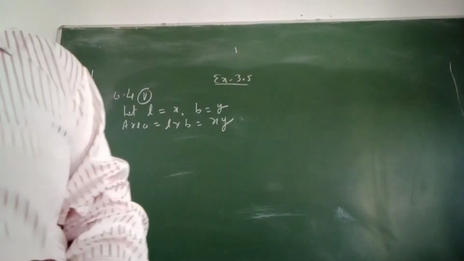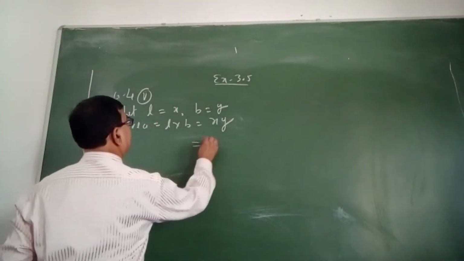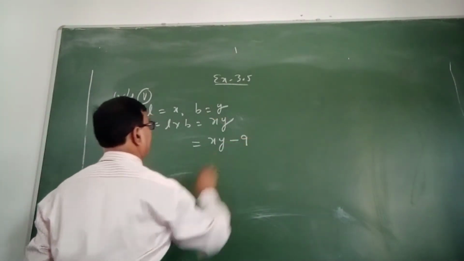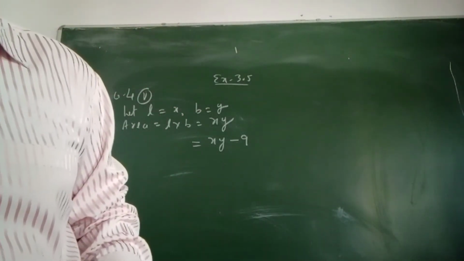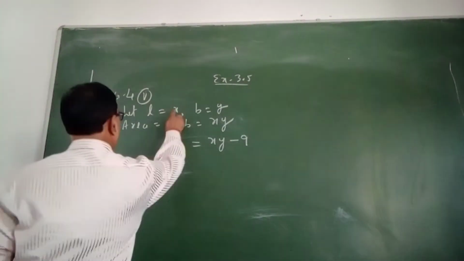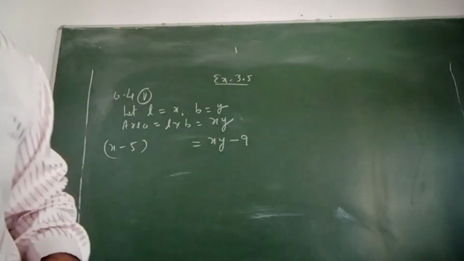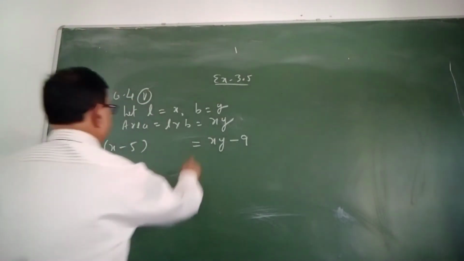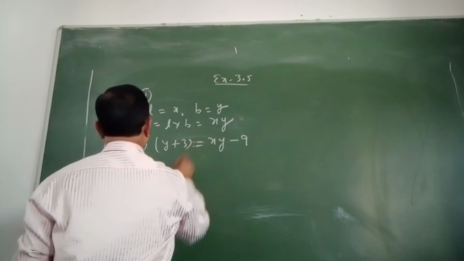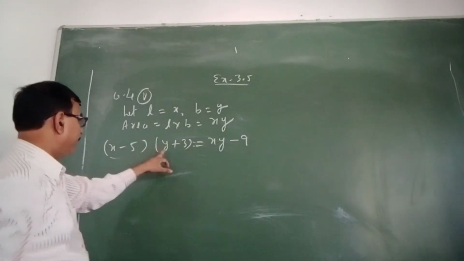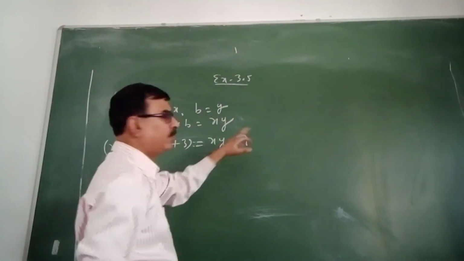Now the first sentence: area of the rectangle is reduced by 9. Area of the rectangle, that is xy, is reduced by 9. If length x is reduced by 5 and breadth y is increased by 3, then the first equation is: if length is reduced by 5, breadth is increased by 3, and we multiply these two, it becomes area. That is xy reduced by 9.